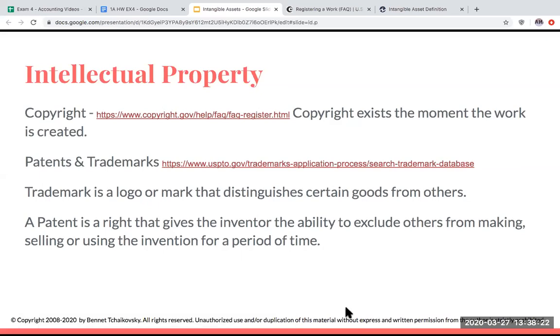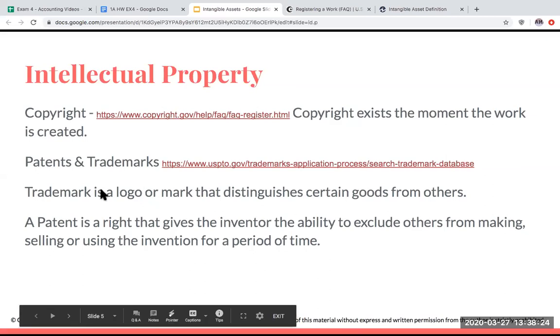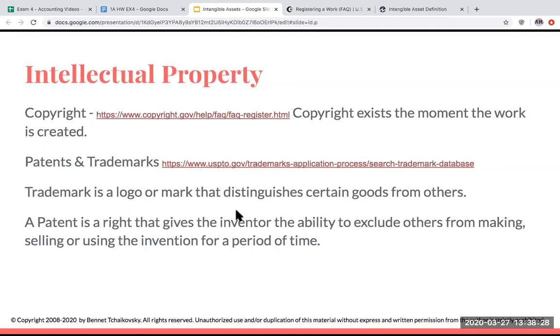So over here, patents and trademarks. What is a trademark? It is a logo or mark that distinguishes certain goods from others. A patent gives the inventor the ability to exclude others from making, selling, or using their invention for a certain period of time.